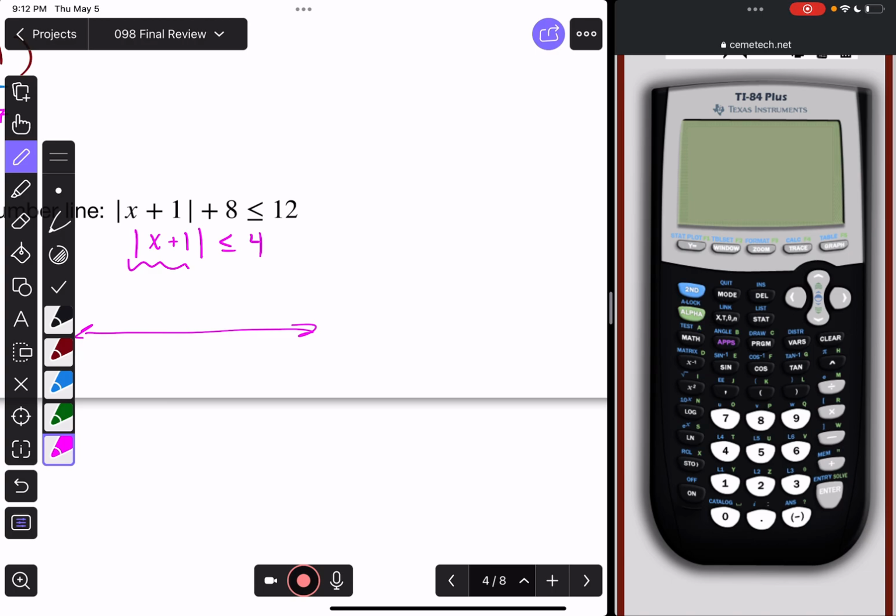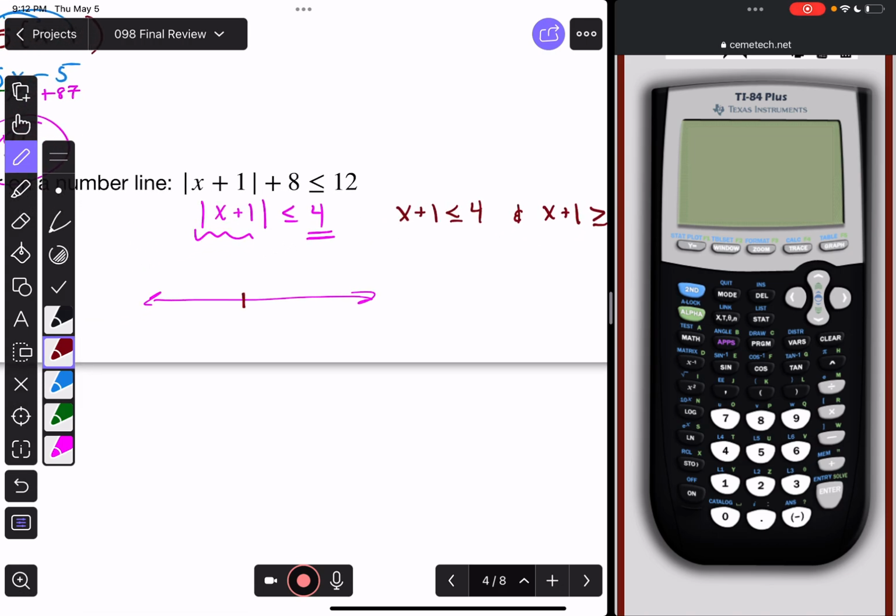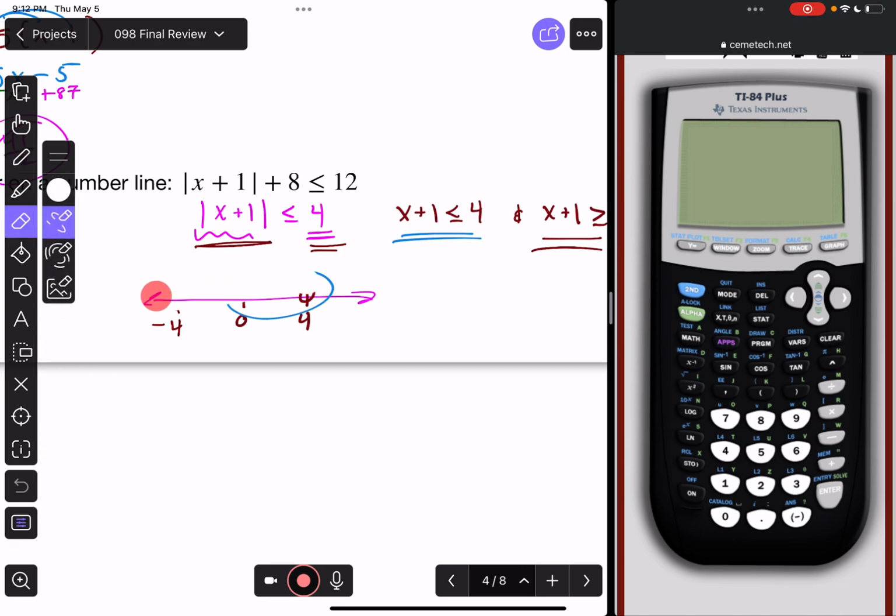But the way we do it is, if I got to be less than 4 units away, it means x plus 1 is less than 4. And it also means at the same time x plus 1 could be greater than or equal to negative 4. And so, in other words, if I want to be less than 4 units away from something, I have to be bigger than negative 4, because that gets me closer to 0. And I have to be less than positive 4. And that's what it says. Your distance should be less than 4 units. So greater than negative 4, that's this one. And less than positive 4. That's that part. So there's our two equations.